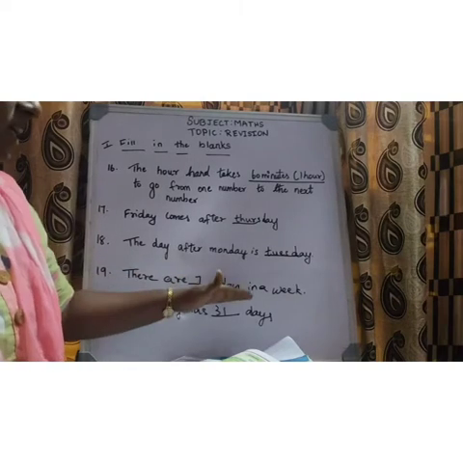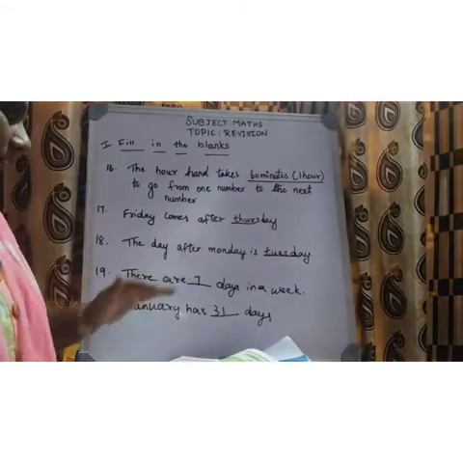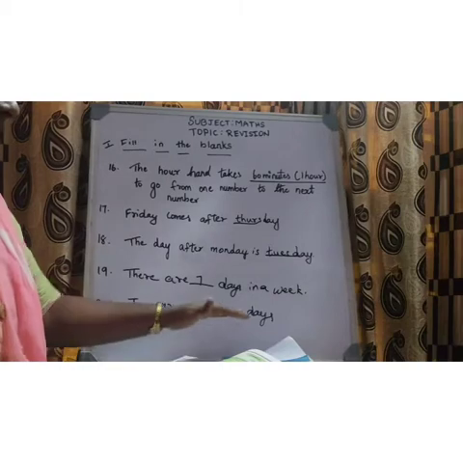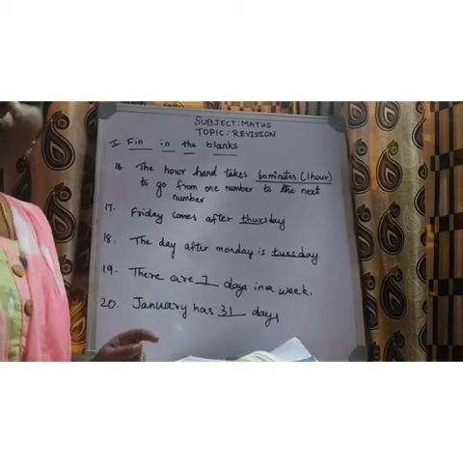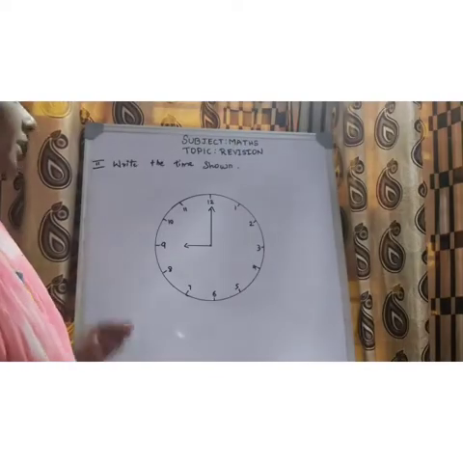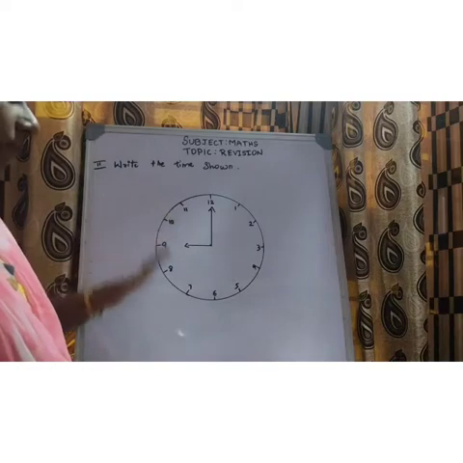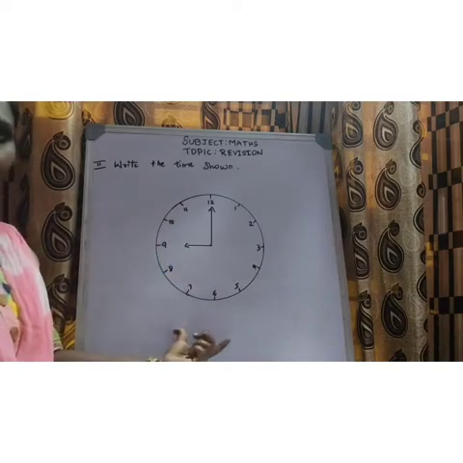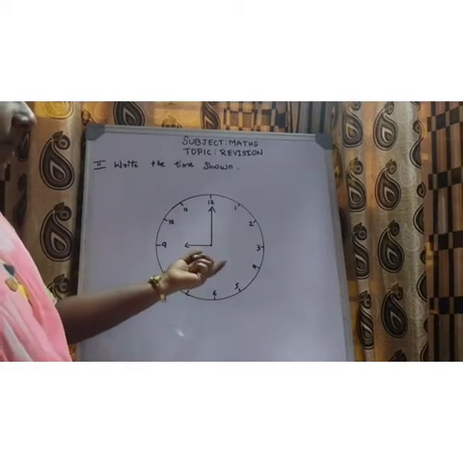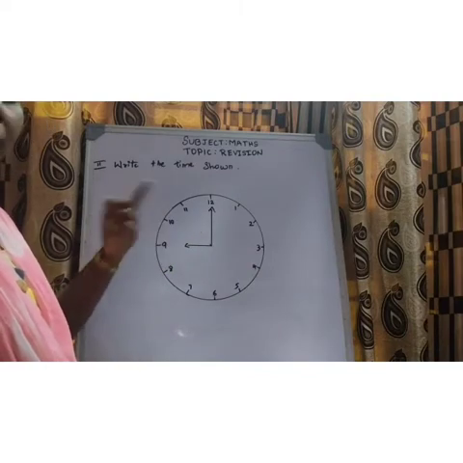There are dash days in a week. How many days are there in a week? There are 7 days. January has dash days. In January month, how many days are there? 31 days. Next, main question, children: write the time shown. In the clock, the time will be shown. What is the time that you have to write? See here, children, for this the main thing is you have to find the minute hand and the hour hand.